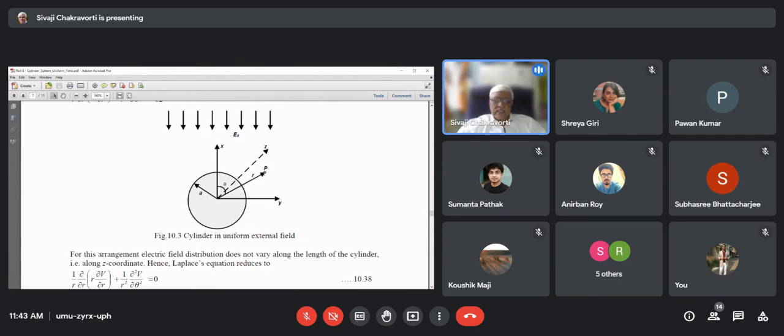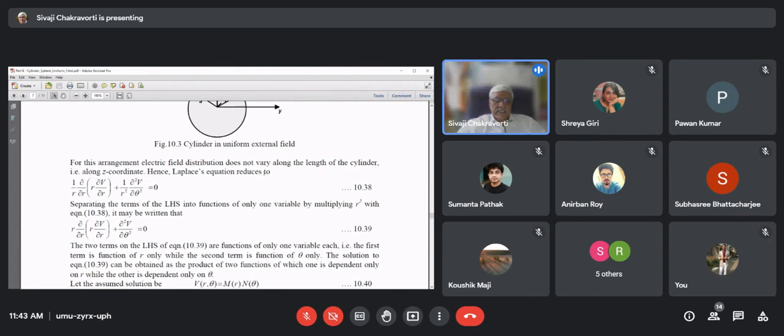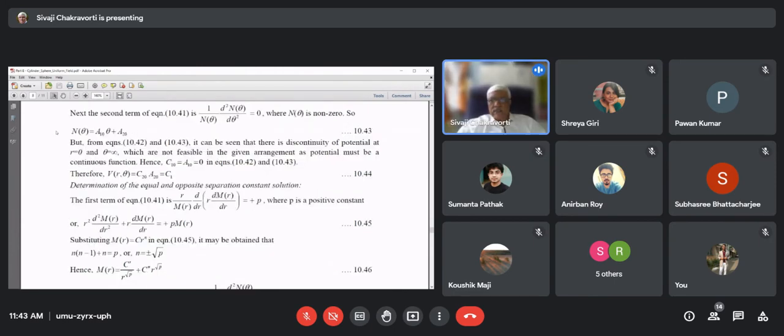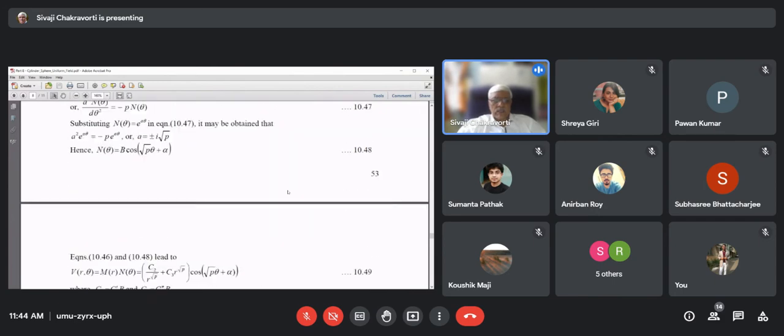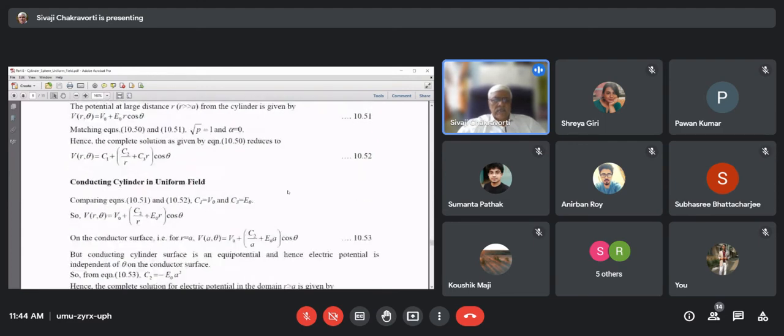Then we take A plus B is equal to 0, that A is equal to plus P and B is equal to minus P, and then we go into all sorts of solutions. And finally, we arrive at equation 10.52, which is the general solution for a cylinder in a uniform field. After that, we follow the same logic. That means at a larger distance from the cylinder, of course I am taking the conducting cylinder in a uniform field.